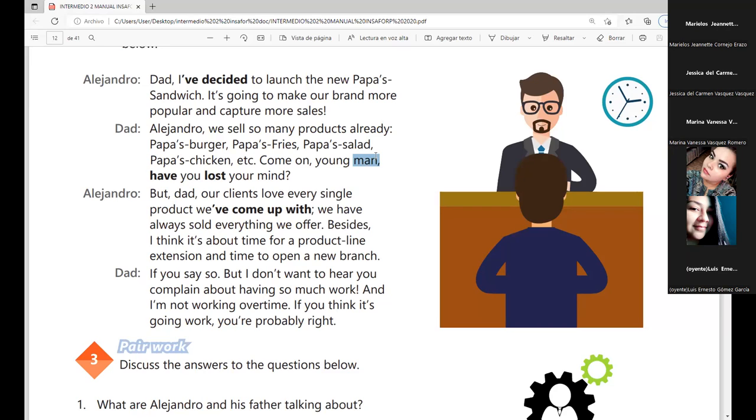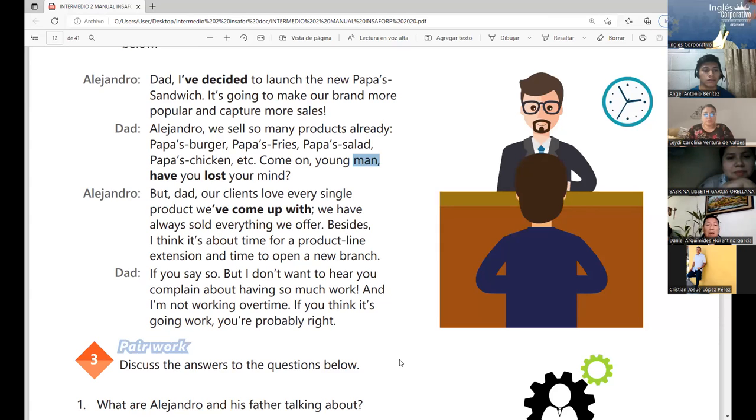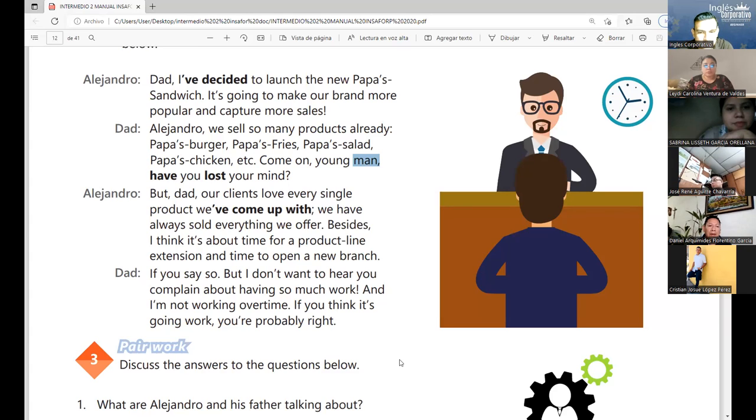Dad, I have decided to launch the new pepper sandwich. It's going to make our brand more popular and capture more sales. Alejandro, we sell so many products already. Papa's burger, papa's fry, papa's salad, papa's chicken, etc. Come on, young man. Have you lost your mind? But, Dad, our clients love every single product we come up with. We have always sold everything we offer.